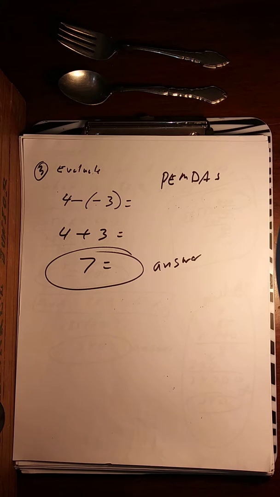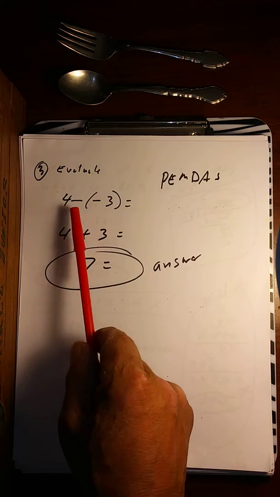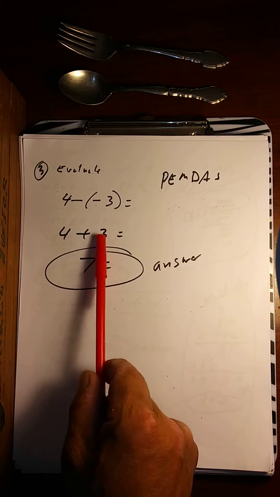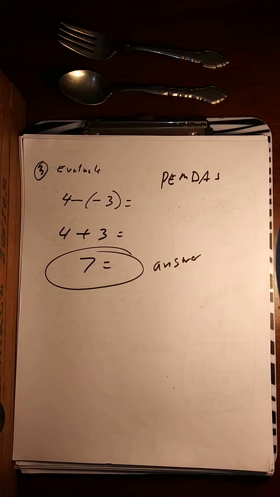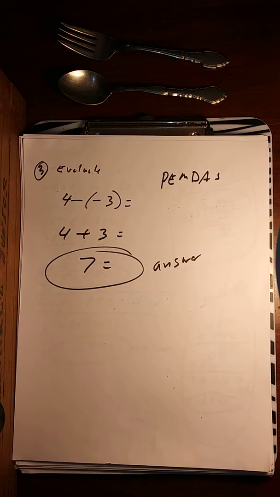Evaluate this. So we're going to have 4 minus a negative 3. A negative of a negative is a positive. So 4 plus 3, all that together is 7. Use that: Please Excuse My Dear Aunt Sally. Parentheses, exponents, multiply, divide, add, subtract.